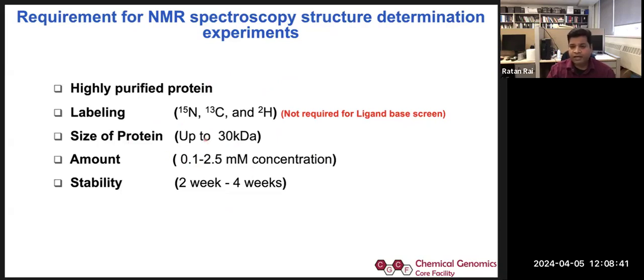Some proteins are happy at even higher concentration, around 2 millimolar, and some proteins are not happy. So we can run those experiments at 100 micromolar, although if the concentration is low, the time will be a little bit higher. Another very important characteristic required for structural determination is that your protein should be stable for 2 to 4 weeks, because NMR is generally not a very sensitive technique and requires a lot of time for data acquisition.